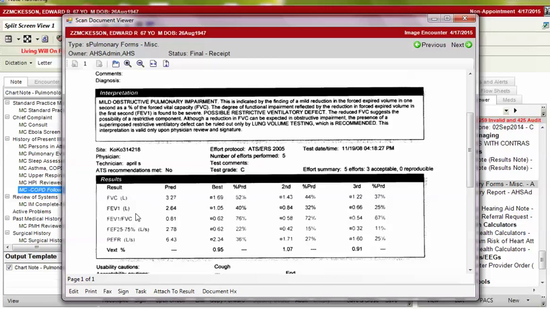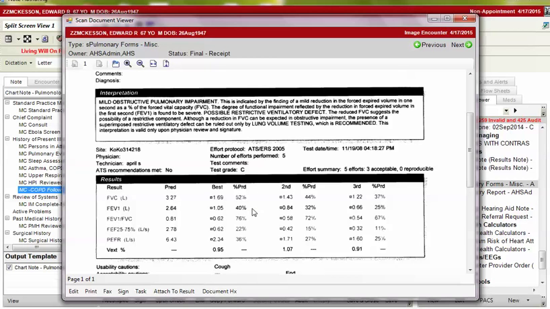You then want to look at the FEV1, which is forced expiratory volume in 1 second, and that determines the severity of the airflow obstruction. In this case, you do want to look at the percent of predicted. This patient is at 40%. Normal value would be above 85%.